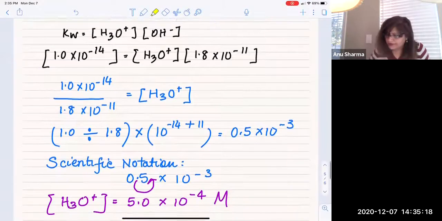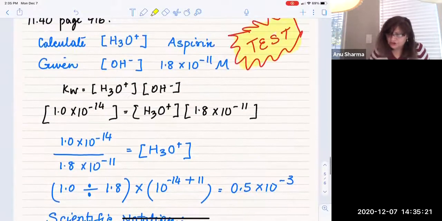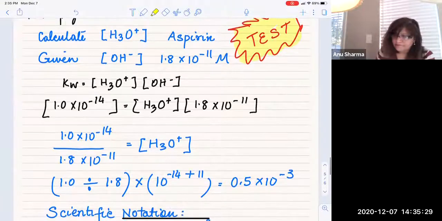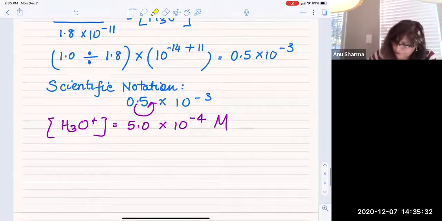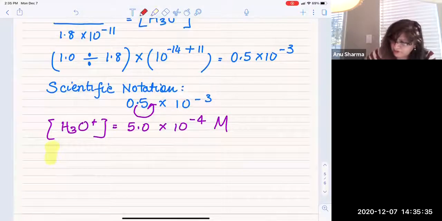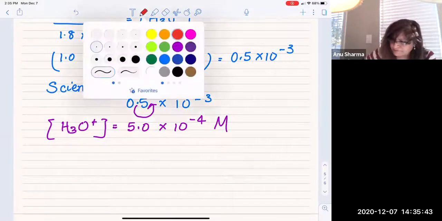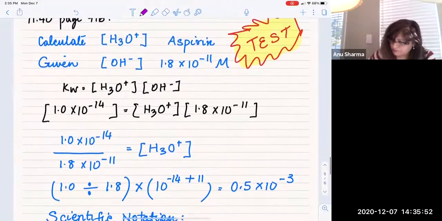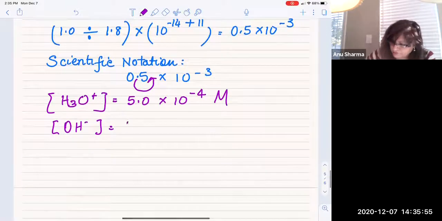Now tell me one thing more. Is this solution an acidic or a basic solution? Your hydronium ion concentration is 5.0 times 10 to the power minus 4. And the OH ion concentration was given already. What was that? 1.8 times 10 to the power negative 11 molar.